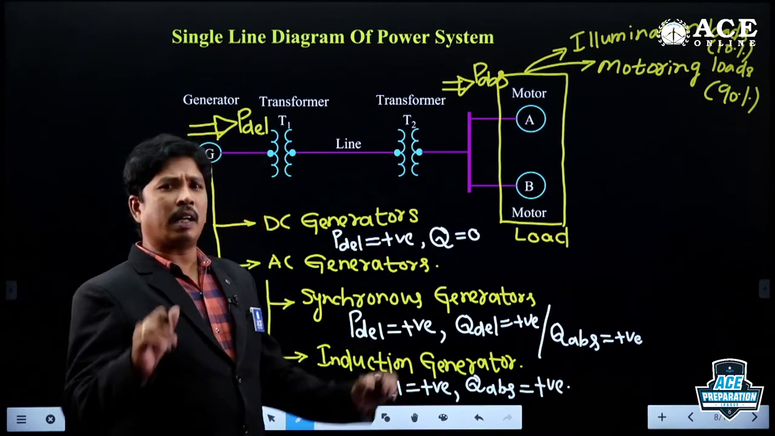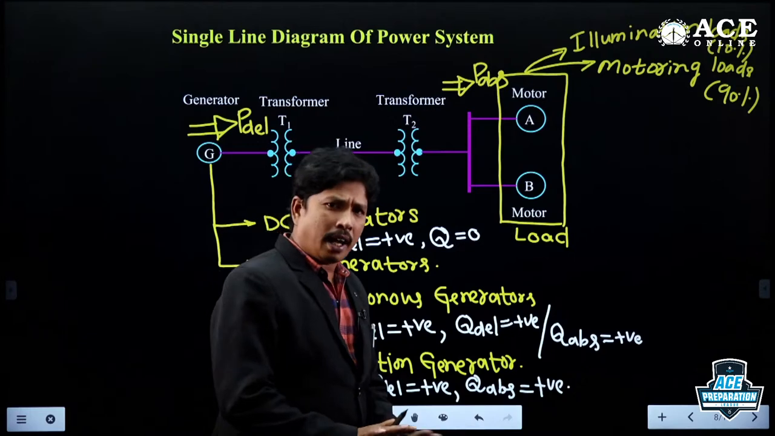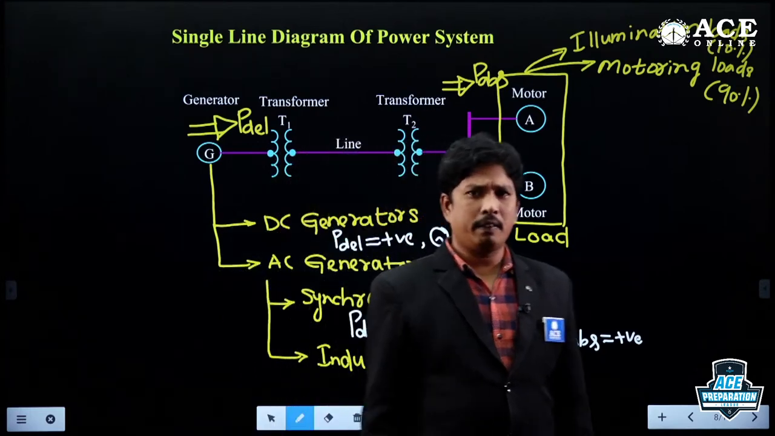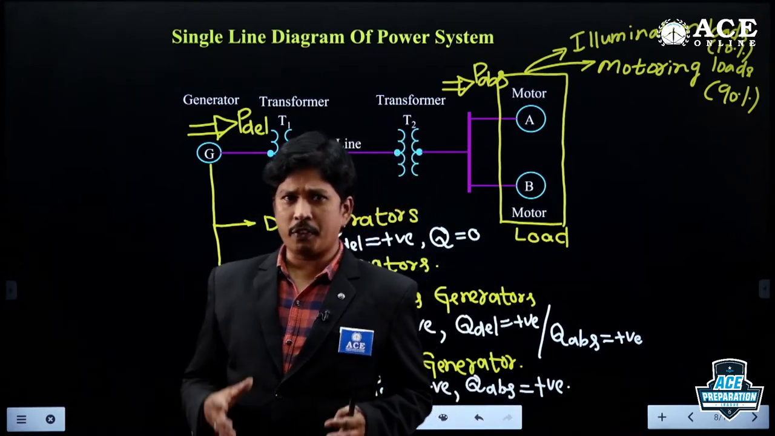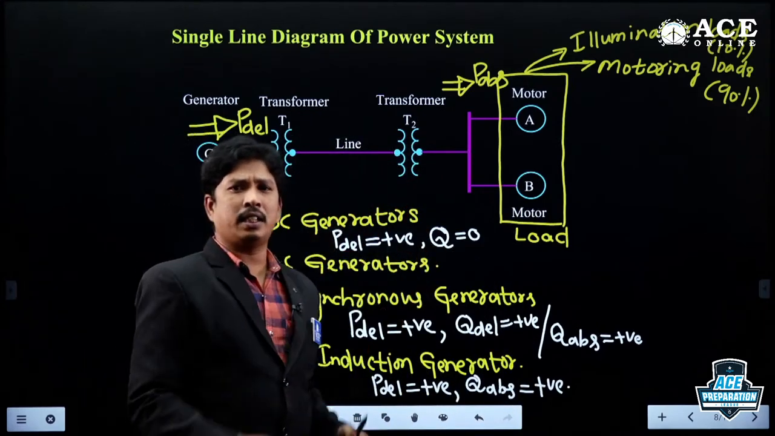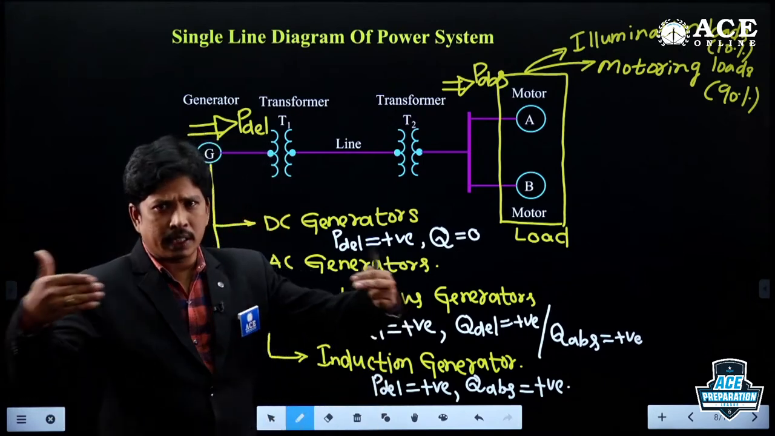It is having several advantages. Why? Because we no need to maintain constant speed. Why? Because it is already a variable speed generator. And we no need to maintain synchronization. If you want to connect an induction generator with another induction generator, no need to synchronize them.